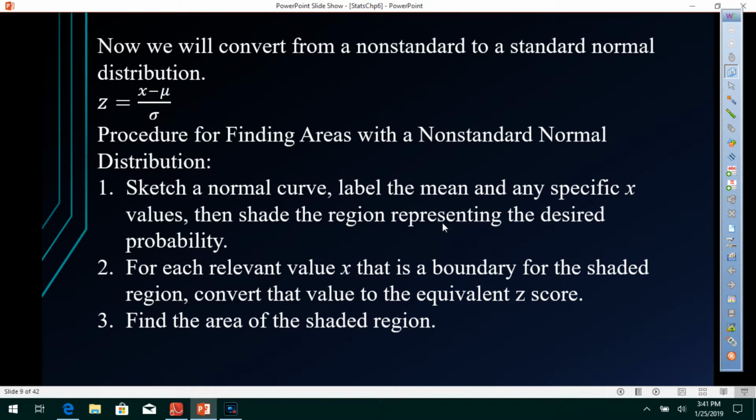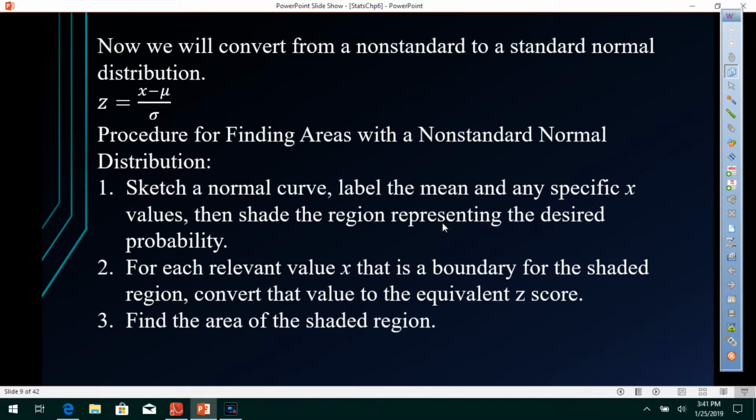Now we will convert from a non-standard to a standard normal distribution. And we do this through z-scores. Z equals x minus mu divided by sigma. Okay? In other words, x minus the mean divided by the standard deviation.